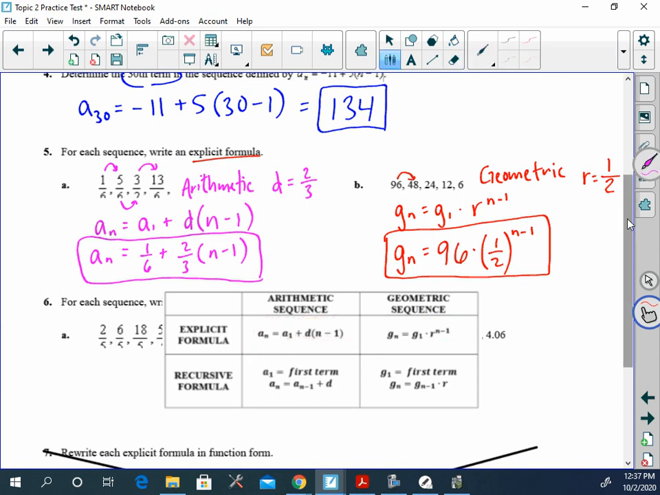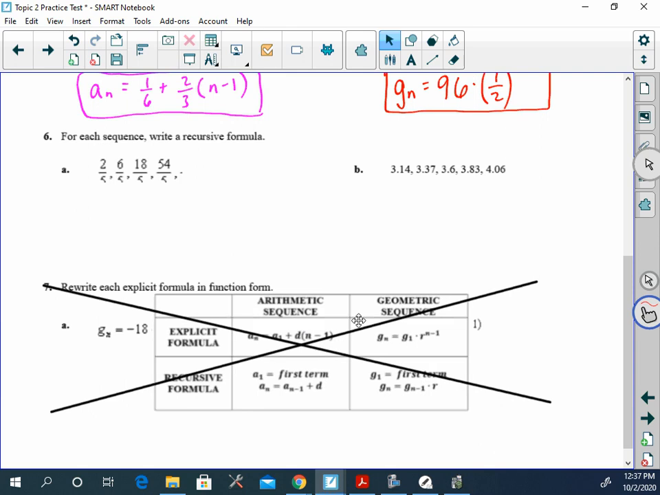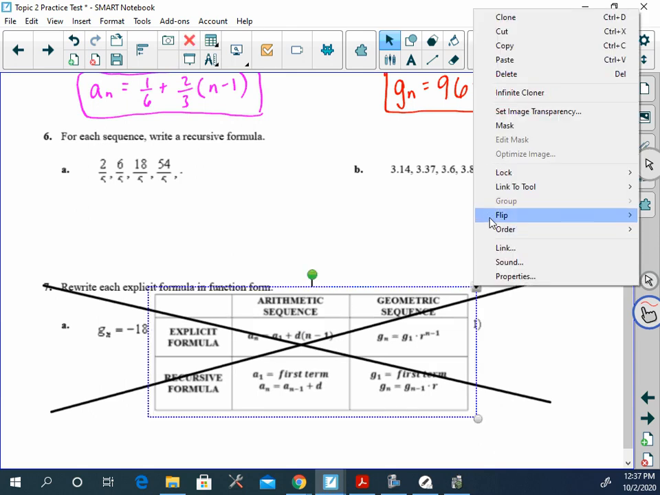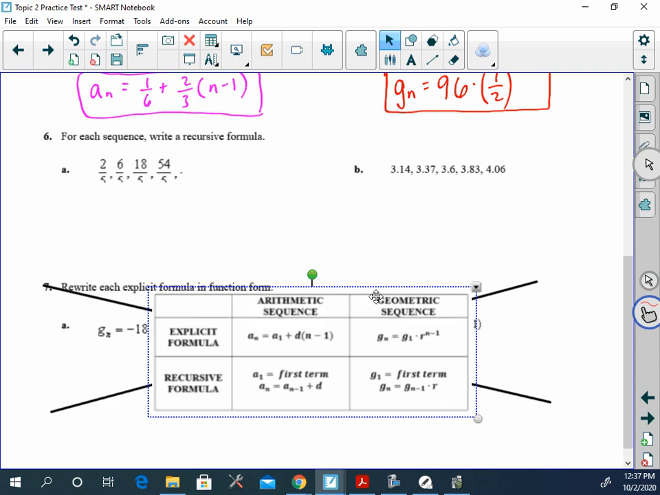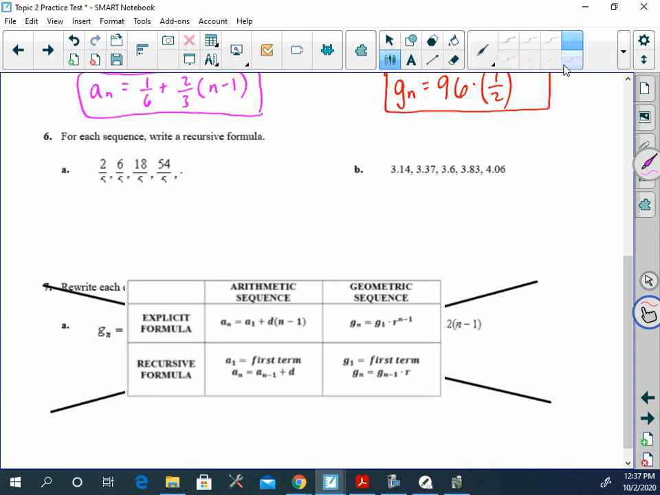Now when I move to the next couple here, we're going to cross 7 off, so I'll just put this right over top. There we go. Okay, so you can cross 7 off. But number 6 here, it says for each sequence, write a recursive formula. So now you want to make sure you're focused on the recursive formulas. And so that's going to be this one here if it's arithmetic, and this one here if it's geometric. So we'll try to figure out which is which.